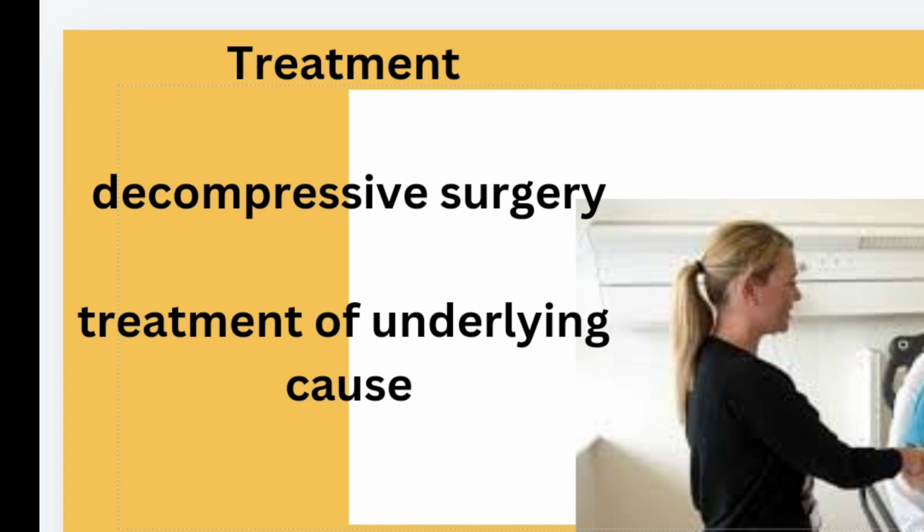Similarly, if it is because of demyelination, again IV steroids or immunomodulators are given. And in case of neuropathies, we can give the patient immunoglobulins or plasmapheresis. So the treatment depends upon the cause of paraplegia.